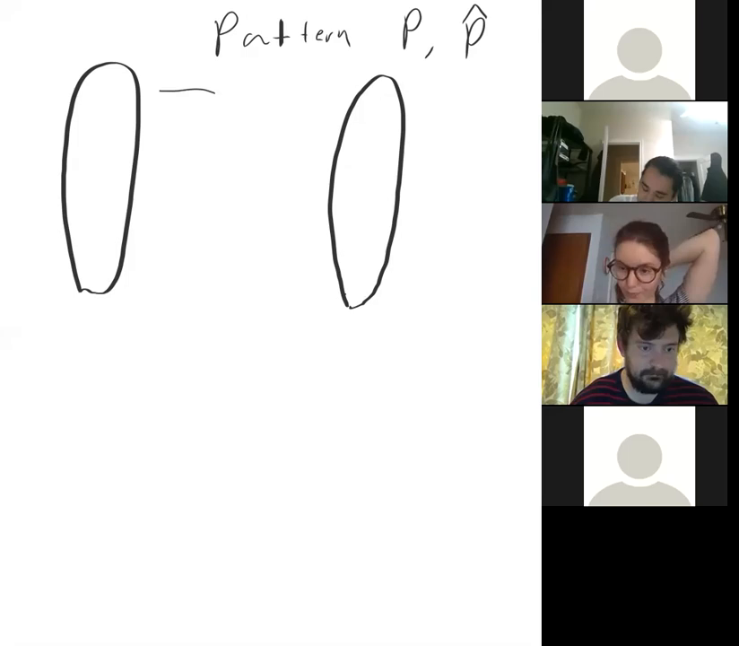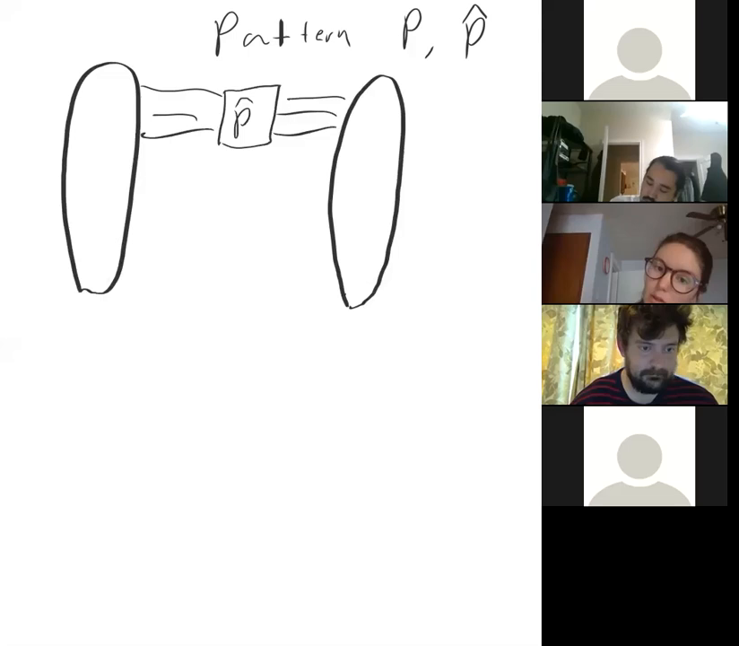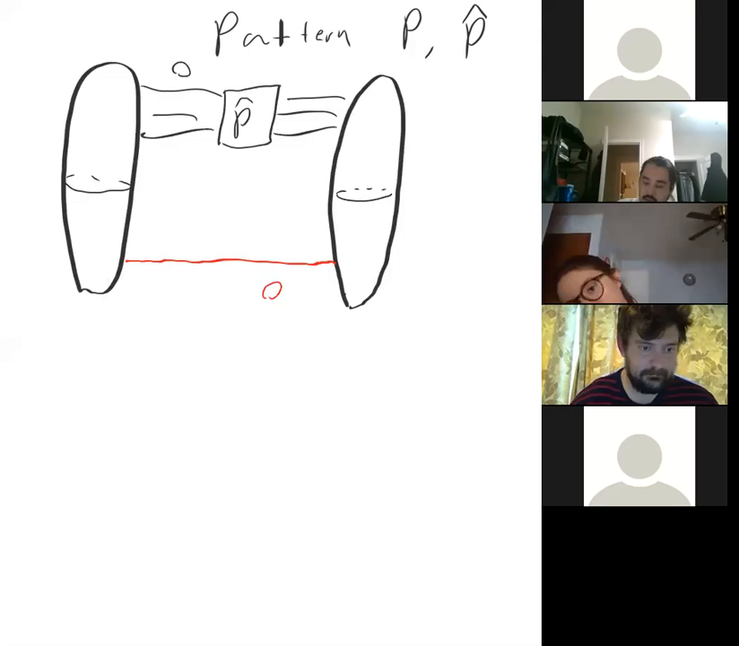And so let's attach a two handle framing zero along P hat in the boundary of a zero and one handle. And let's also attach a canceling two handle. Okay. So let's cancel this two handle with the one handle.